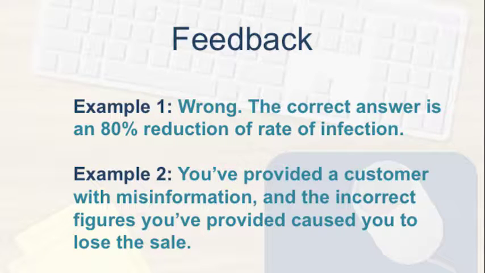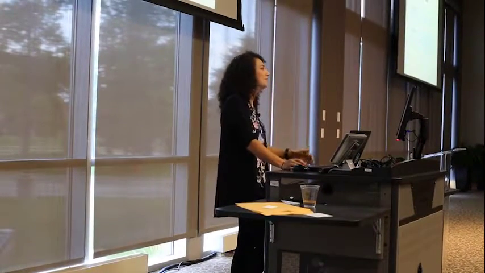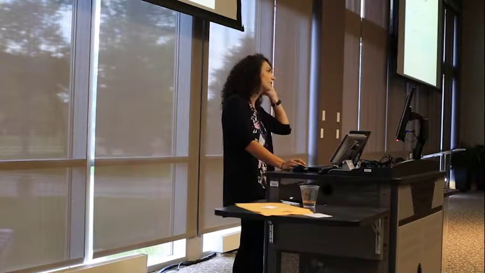The second example of feedback is: you've provided your customer with misinformation, and the incorrect figures you've provided have caused you to lose the sale. Which of those two do you think is going to be more meaningful to the learner when they get the feedback? Number 2, right? Because then you're saying, oh no, this has caused me to lose the sale. That's going to have more of an impact on your learner.